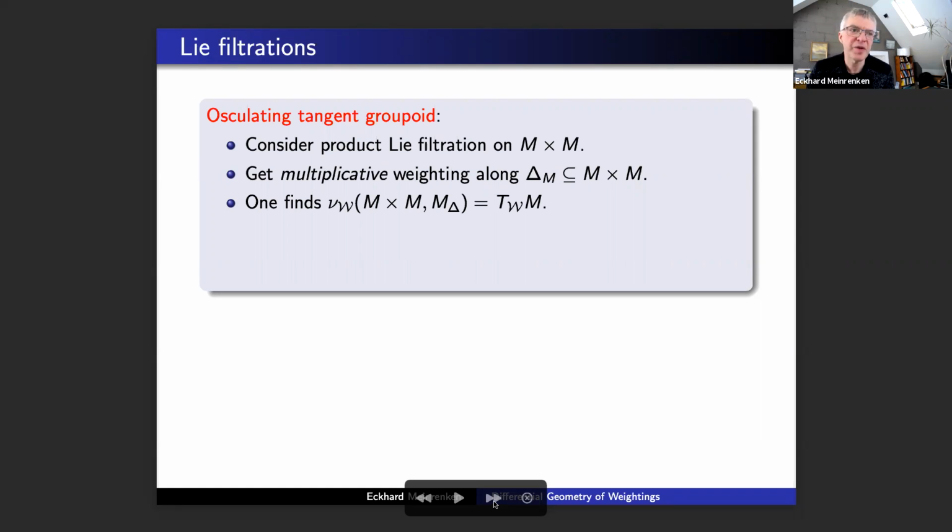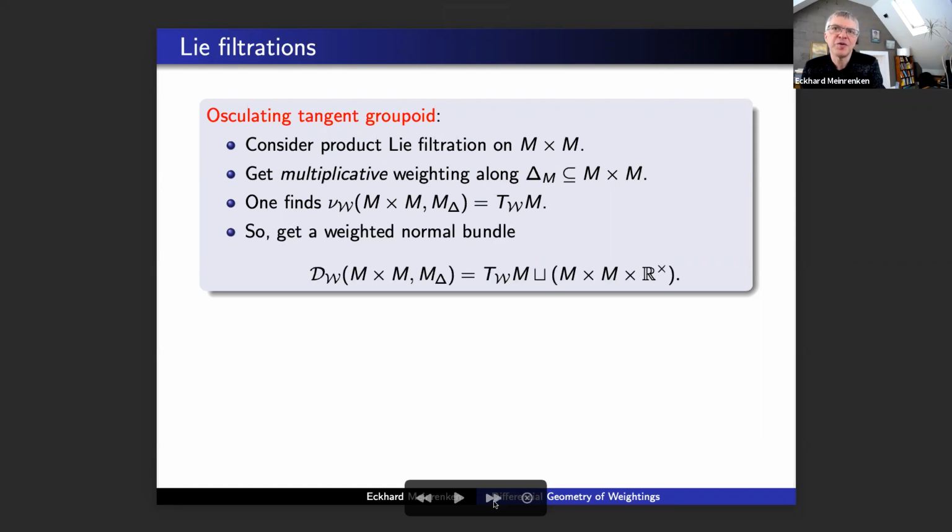Right, and then I can go back to the definition of weighted deformation space, and so I get the corresponding weighted deformation space. I should have written here, so this is the osculating tangent groupoid. Sorry, this is a typo. We get a weighted deformation space.